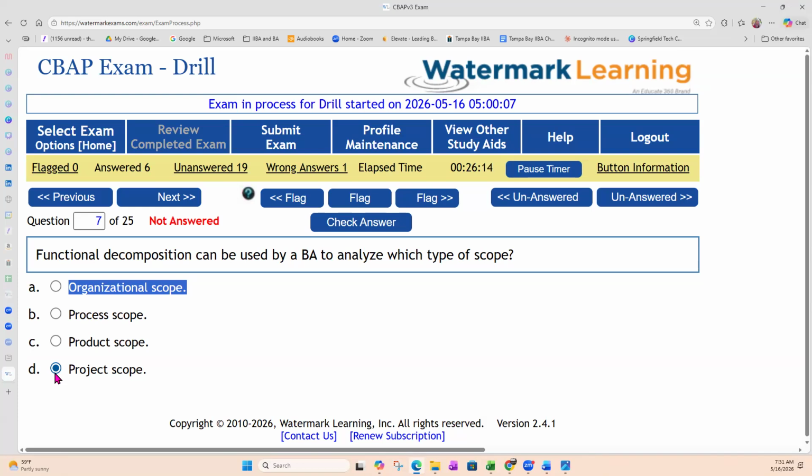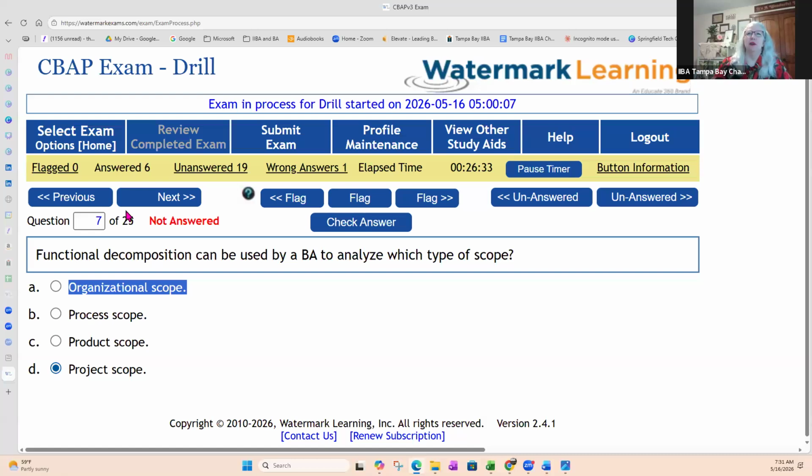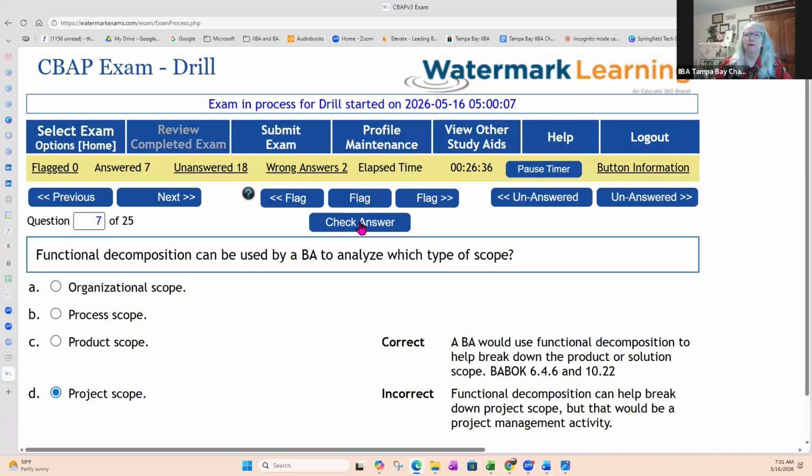Anybody else want to weigh in? Oh, I'm sorry. Go ahead, Gabrielle. I'm not sure between product and project scope, but maybe it's the project scope. Okay, let's test it and we'll find out. We'll test both answers.